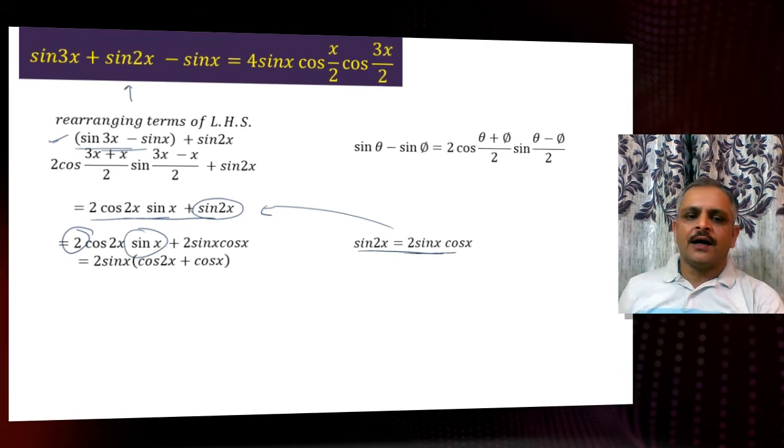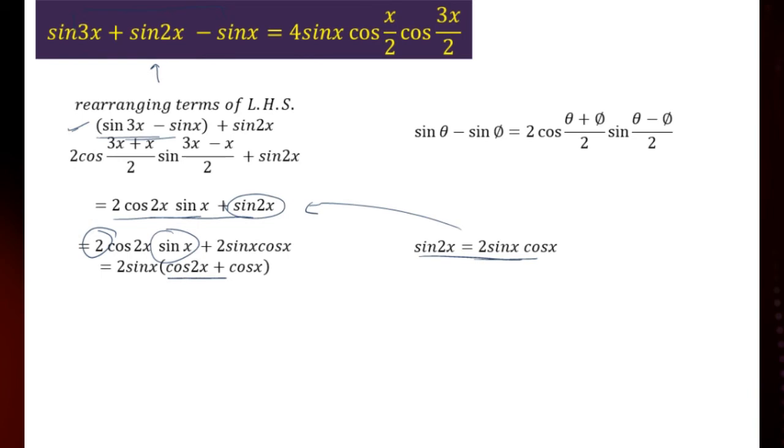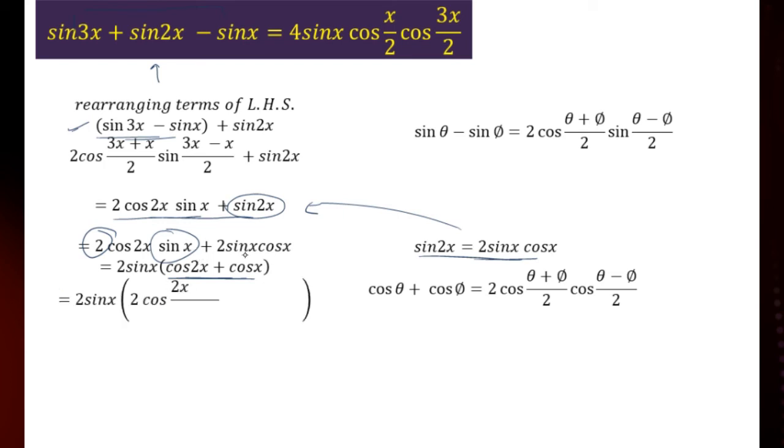Now which identity do I need to solve this? Cos theta plus cos phi. So let's apply that. Cos theta plus cos phi will be 2 cos (theta plus phi) by 2 times cos (theta minus phi) by 2. So 2 sin x, and it will be 2 cos of (2x plus x) by 2 and cos of (2x minus x) by 2. So this will become 3x by 2, and this will become x by 2.